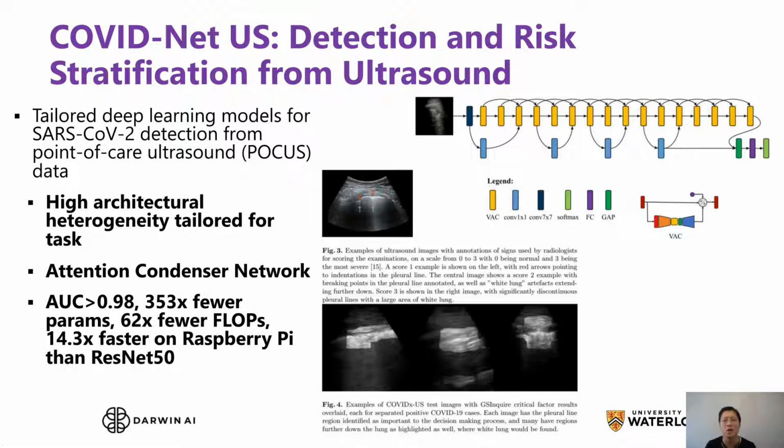And so the result is that the underlying COVIDNet US was able to achieve an area under the curve greater than 0.98, yet with 353 times fewer parameters, so lower complexity, 62 times fewer FLOPs, so much lower computational complexity, and running 14.3 times faster on a Raspberry Pi compared to the typical ResNet 50. And so once again, this has allowed us to create very efficient yet highly performant models that can integrate directly into systems. And right now, we're exploring the integration of this directly into a portable ultrasound system to create a very high-performing AI-powered ultrasound system for identification of COVID-19 as well as risk stratification.